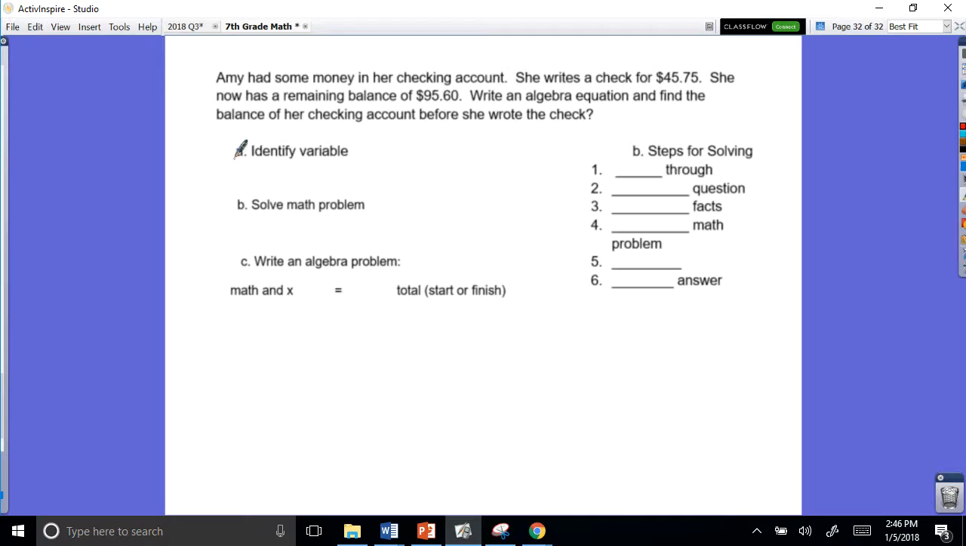We're going to start with A. We're going to identify the variable, the thing that we don't know. The thing that we don't know is the balance of her checking account before she wrote the check. We know how much she has now. We just want to find out how much she had before that. So x is going to be her starting balance, how much she started with.